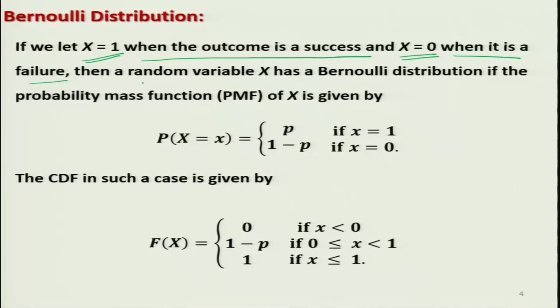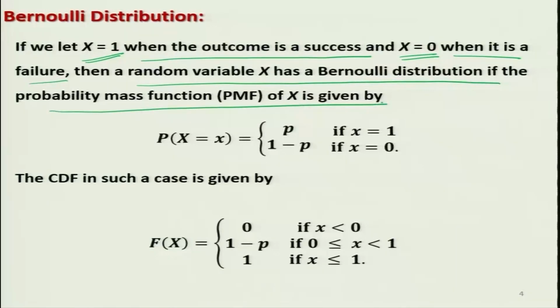So, in this case, the random variable x has a Bernoulli distribution if the probability mass function of x is given by this mathematical function. It is a very simple thing: the probability that x equal to 1, that is success, takes the value p, which is the probability of success. And if x equal to 0, then we know that the probability of success plus the probability of failure is equal to 1, because both these events are disjoint. So, the probability that x equal to 0 will simply be 1 minus p.